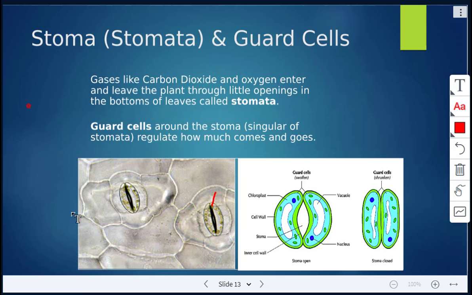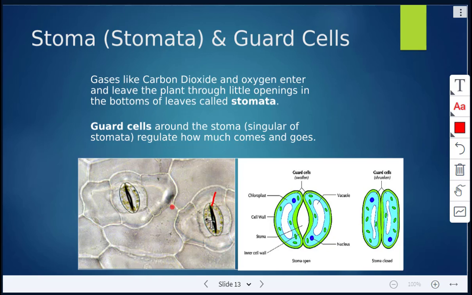All right, just talking a little bit more about the stoma, or the stomata in plural, and the guard cells. Through those openings, gases like carbon dioxide and oxygen are able to enter and leave the plant. And then guard cells surround the stoma, and they regulate how much comes and goes.